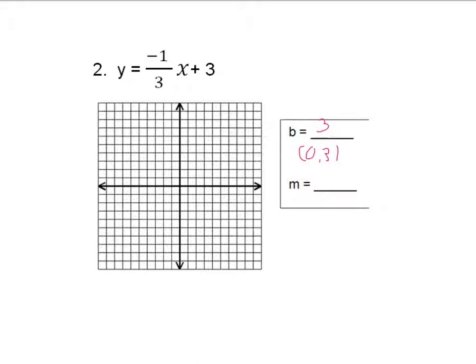So I'm going to go to where y equals 3 on the y-axis right there. And then my slope is negative 1/3. So I'm going to go down 1 and to the right 3. I could also go up 1 and to the left 3, putting the negative with the 3. And that is the same line. So I just connect my dots in there. Easy peasy lemon squeezy.